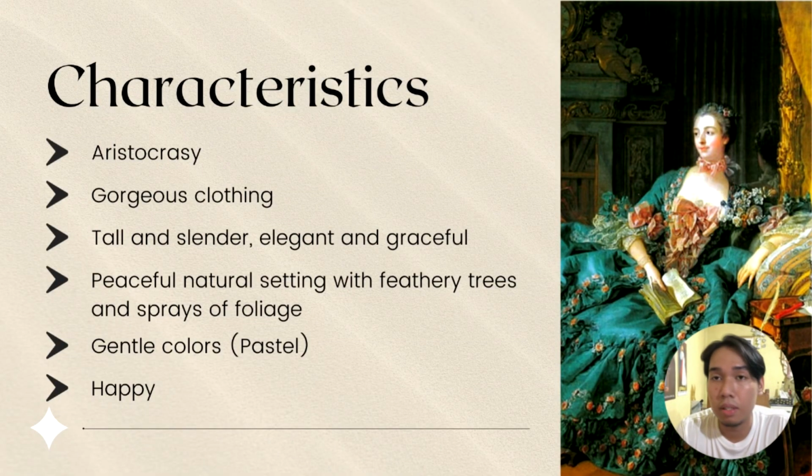Characteristics. First, aristocracy. Rococo art, sometimes called a feminized version of Baroque style, is associated with aristocracy. Second, gorgeous clothing. The paintings feature beautiful aristocrats in gorgeous clothing. Next, tall and slender and elegant and graceful. The figures present in the paintings are tall and slender. They are also elegant and graceful.